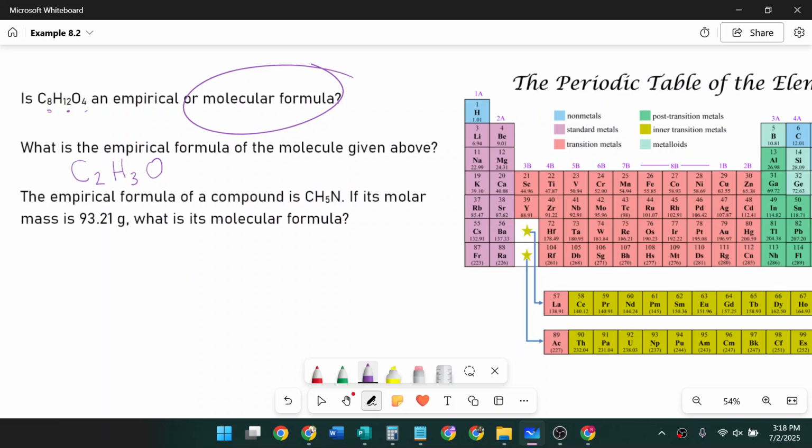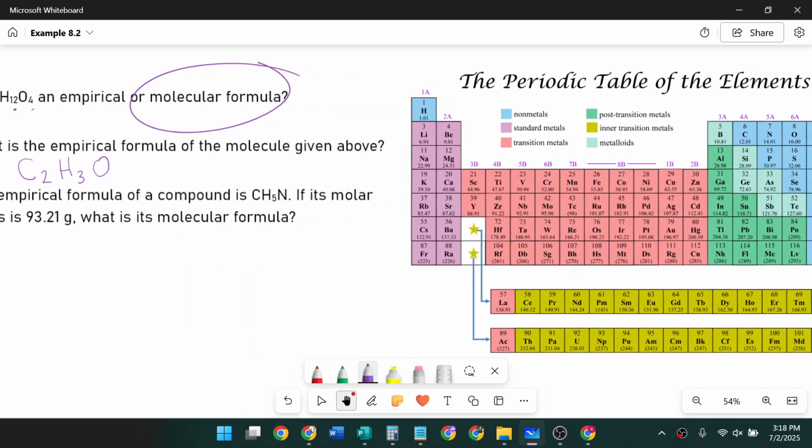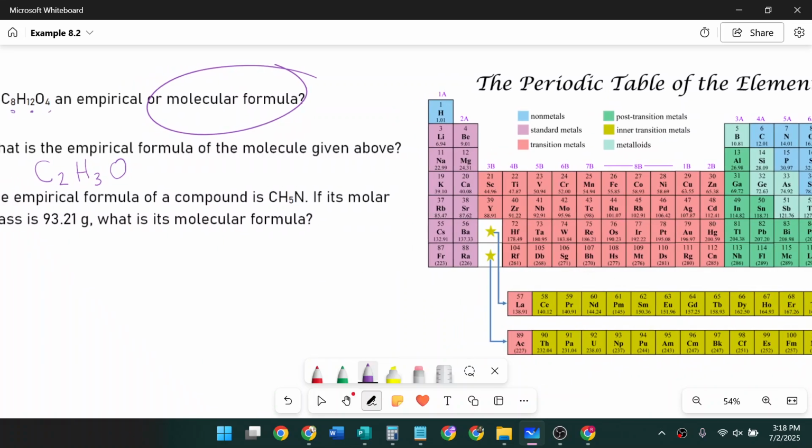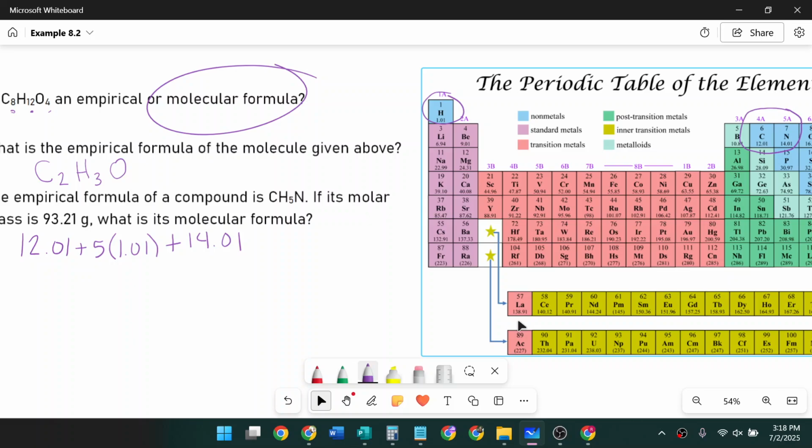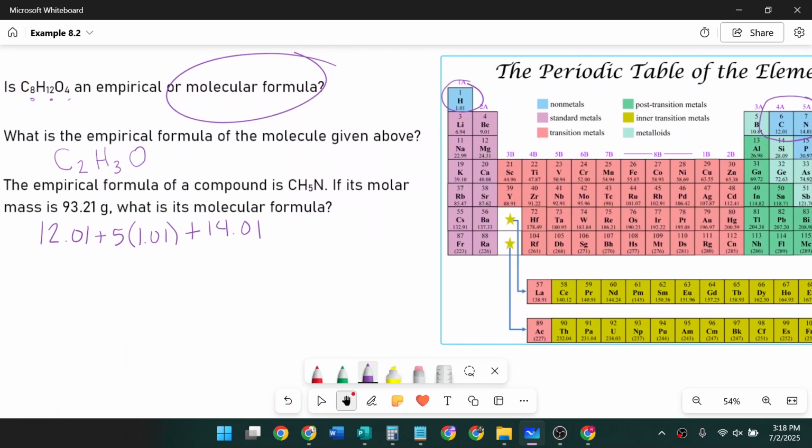So we have our periodic table over here to the side. I'm going to slide a little bit so I can get to the numbers that I need. So here are the C and the N, and here's our H. So we're going to add 12.01 plus 5 times 1.01 plus 14.01. We're going to add those three numbers together, and that will give us our molecular mass.